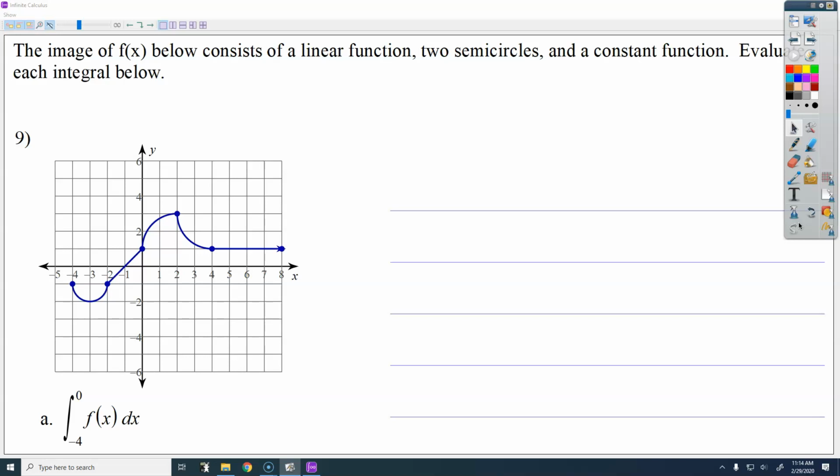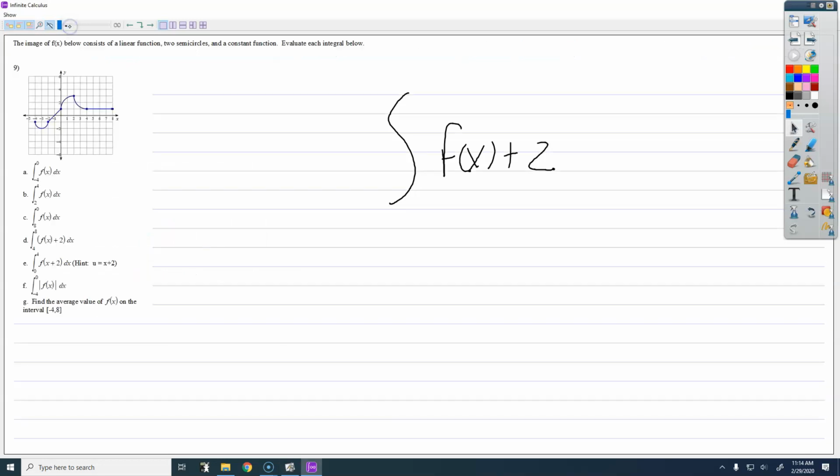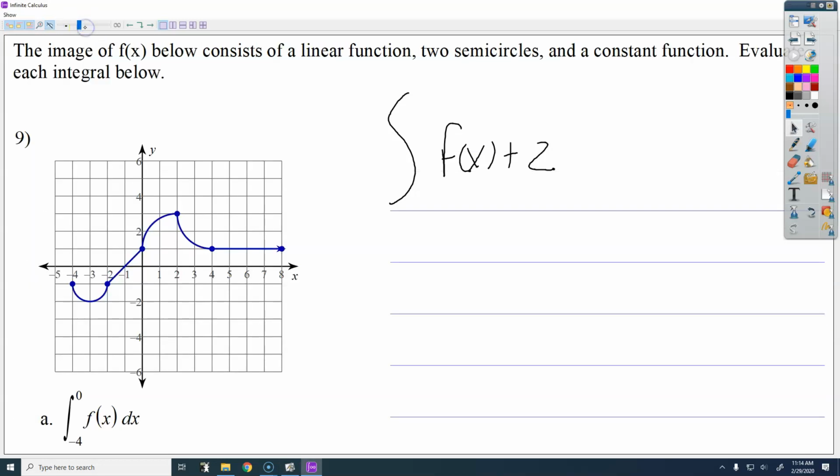So we are doing the integral of f of x plus 2. And I believe it was, what was it again? It was 4 to 8. Okay, so for this one, we're going to start by applying one of our properties here, which tells us we could just take the integral of each of these pieces separately.